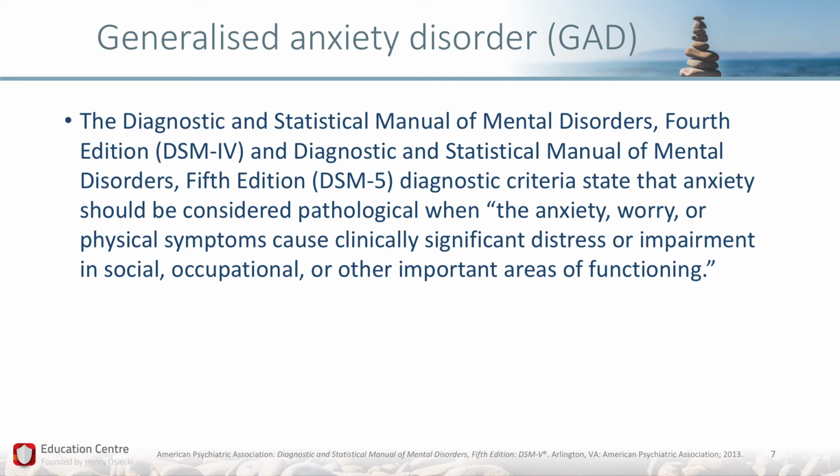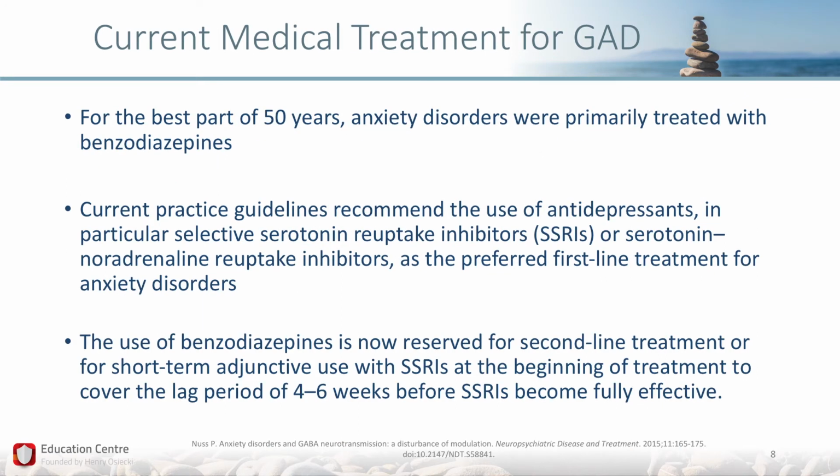So, to go into another definition, when you look at the 4th edition of the DSM, the Diagnostic and Statistical Manual of Mental Disorders, and the 5th edition, the criteria they use to describe generalized anxiety disorder is that the anxiety, worry, or physical symptoms cause clinically significant distress or impairment in all elements of life, from social and occupational to other important areas of functioning. So everything in their life is being affected, and it's causing a significant level of challenge.